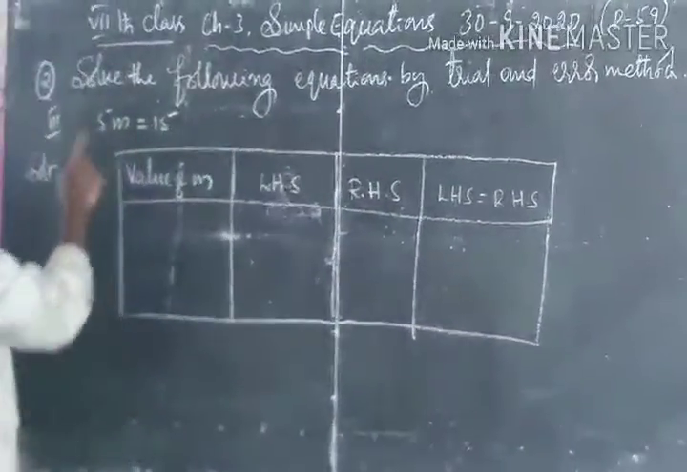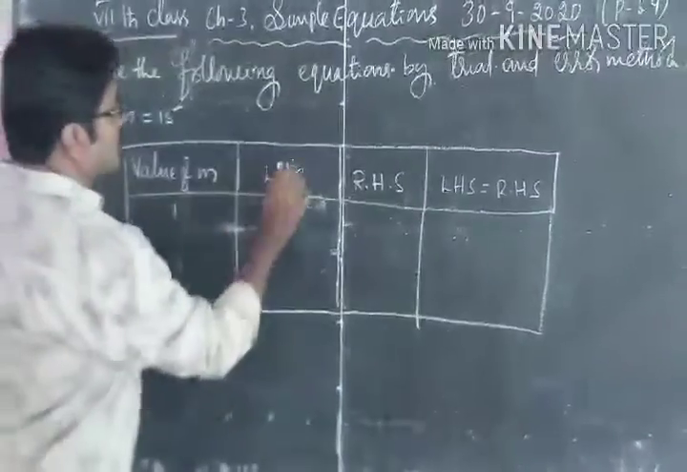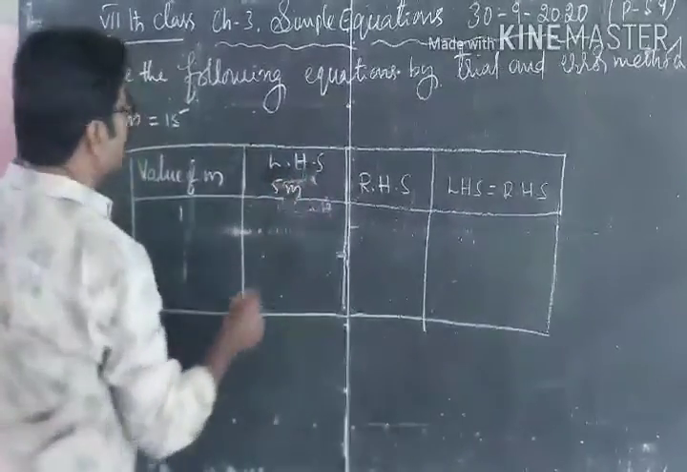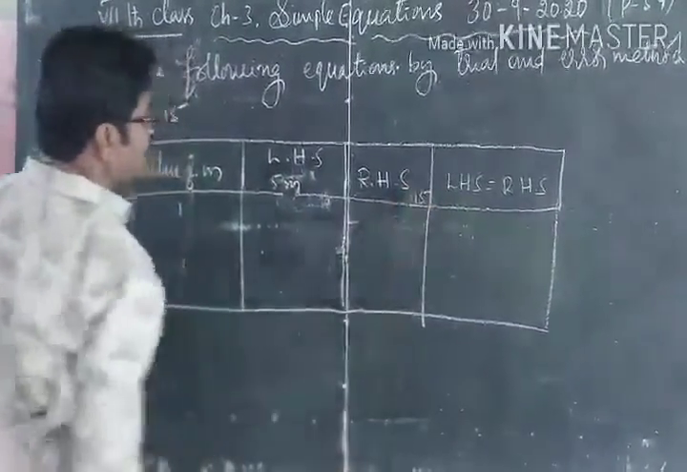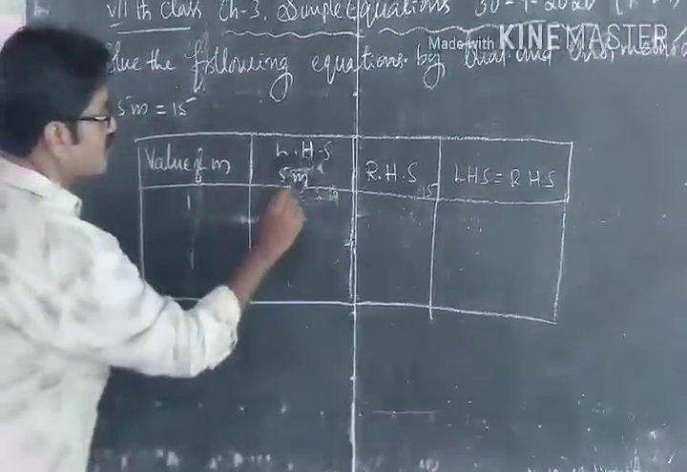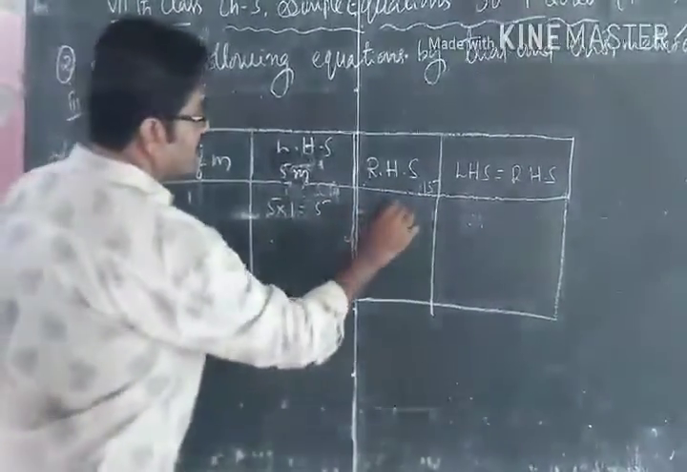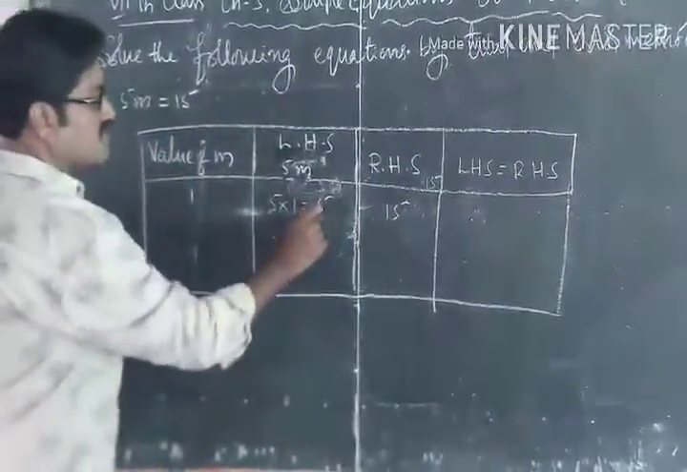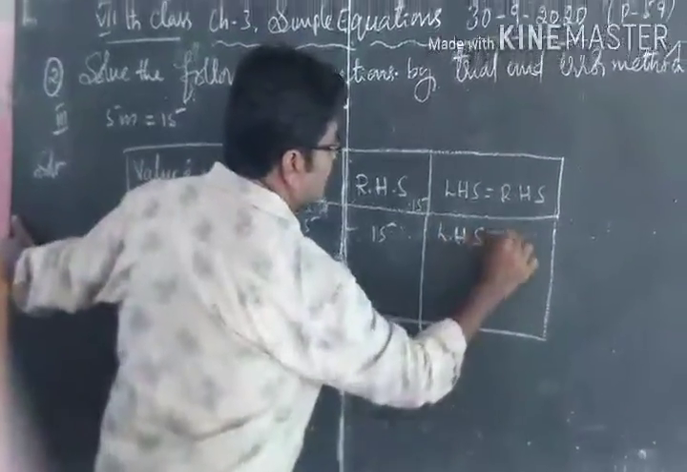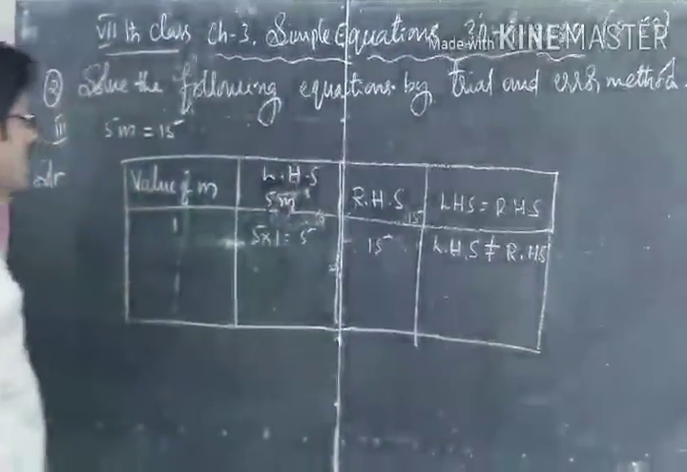First, value of m is equal to 1. Here LHS is 5m, and RHS is 15. Check whether both are equal. In place of m, 1: 5 into 1 is equal to 5 only. RHS is 15. LHS is not equal to RHS.